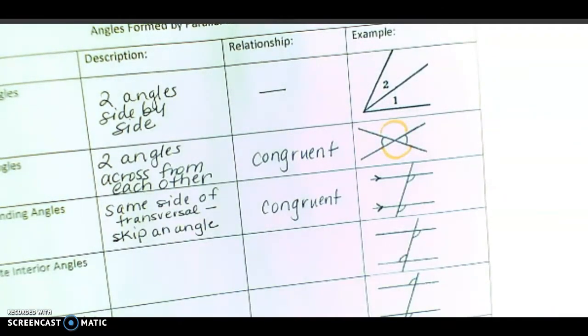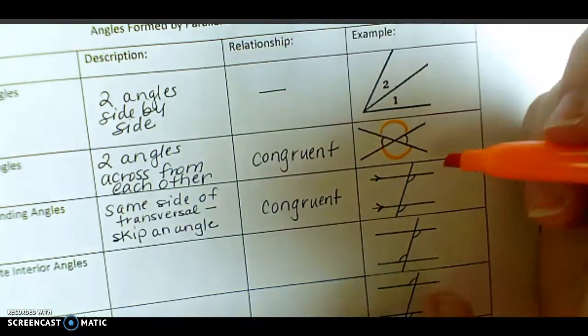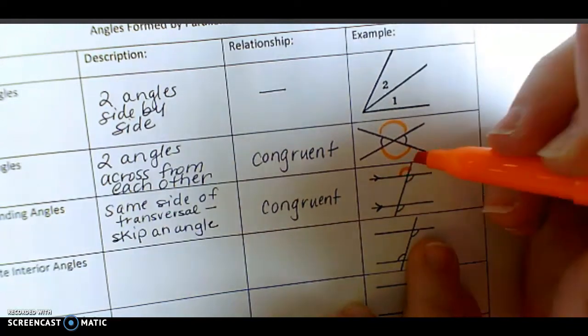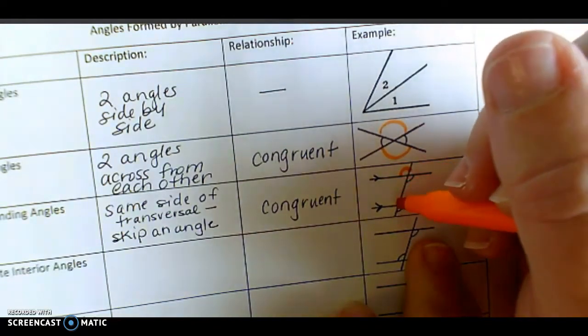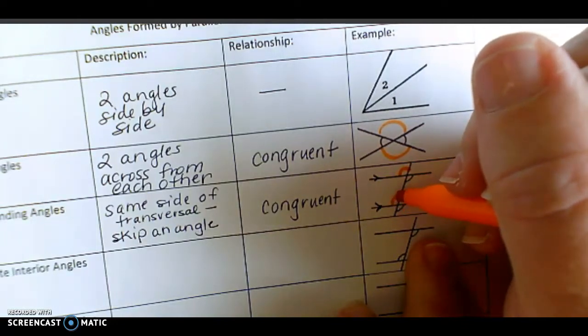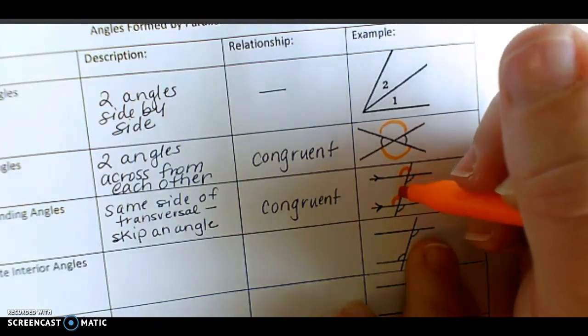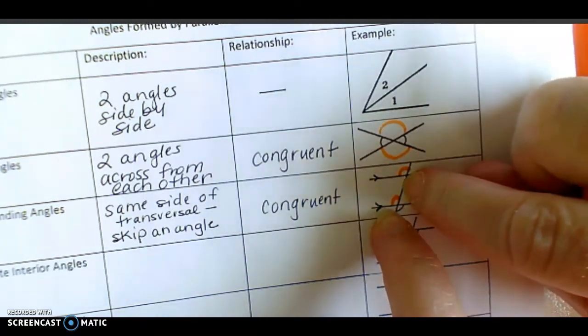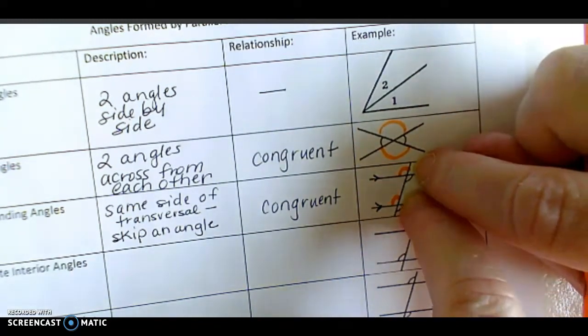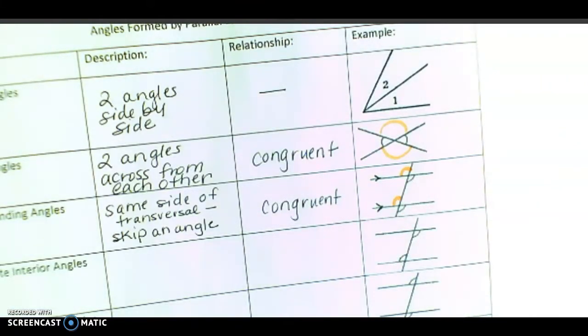So there's also some corresponding angles at other places. For example, this is a corresponding angle, and I skip that angle right next to it and come down here, and there's another one. So they're on the same side, and you sort of skip an angle to get to it. Okay, these two are also corresponding, and then these two are also corresponding. There's actually 4 pair in that particular picture.